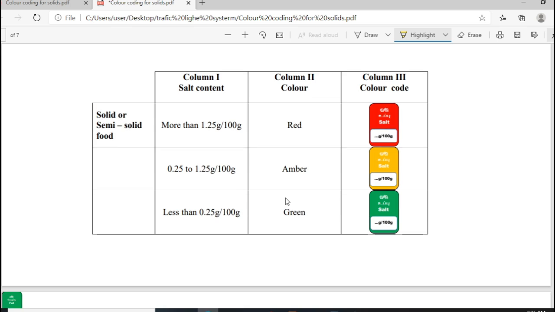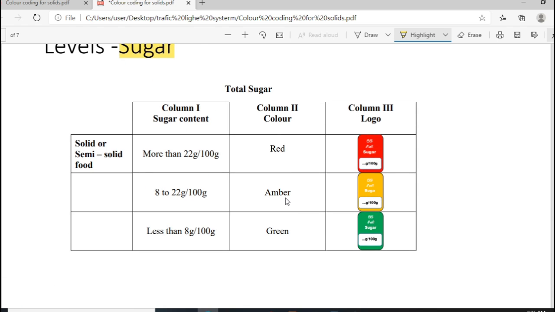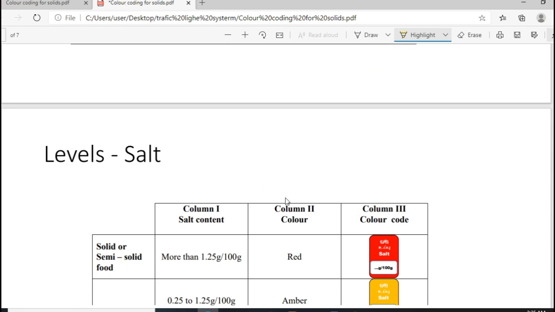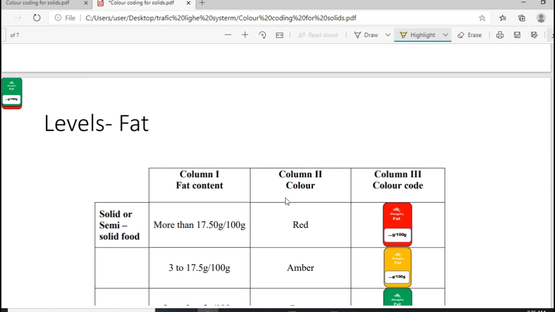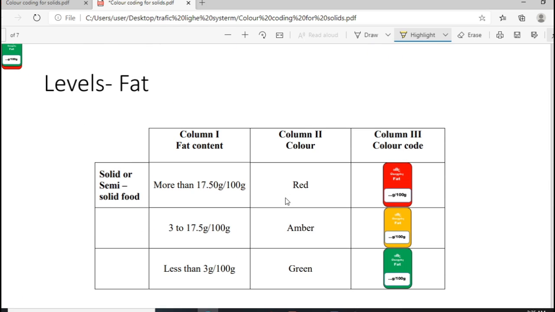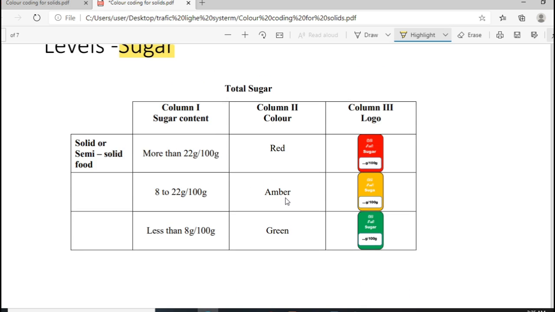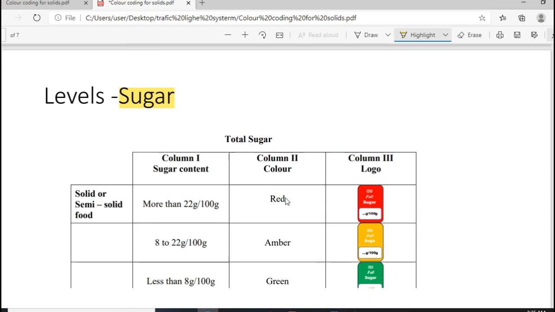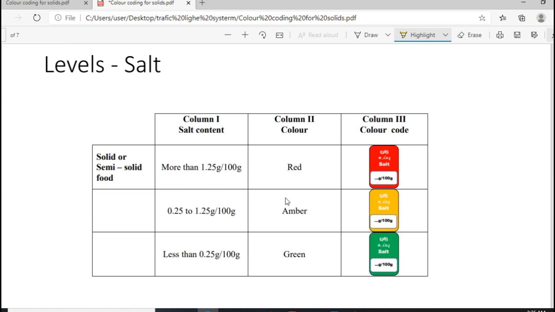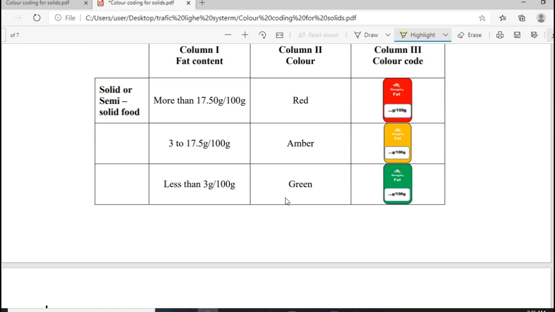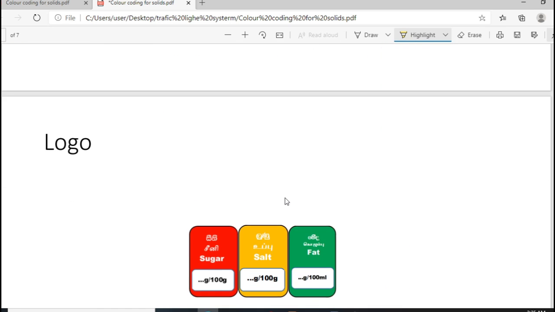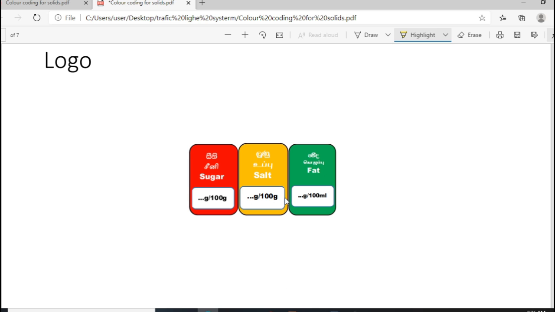This is the way you should display the percentages or the amount of the different fat content, salt content and sugar content in your product. With this, I'm also covering the exceptions, which will be important to you if you are a food producer.